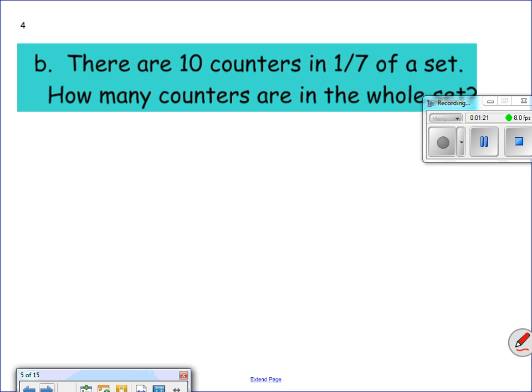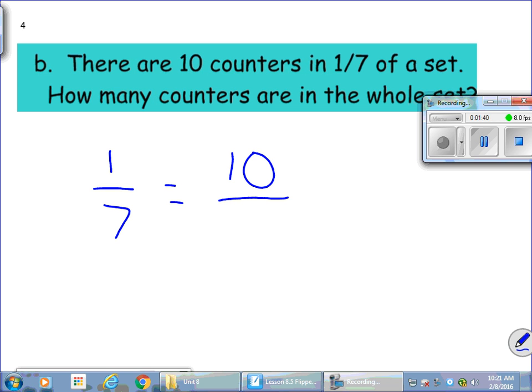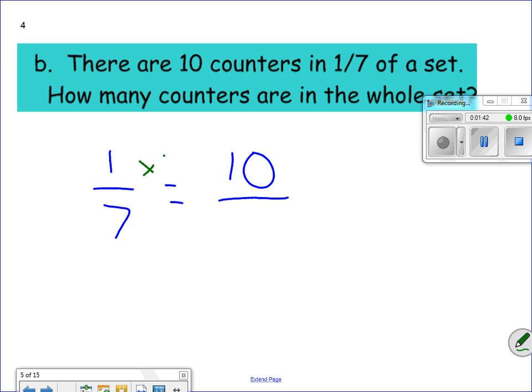There are 10 counters in 1/7 of the set. How many counters are in the whole set? So 10 is 1/7. So I have 10 would be part, right? I want to know what my whole is. 1/7 into 10. 1 times 7 is, my bad, 1 times 10. Apologize, 1 times 10 is 10. So 7 times 10 is 70. 70 is my whole set.